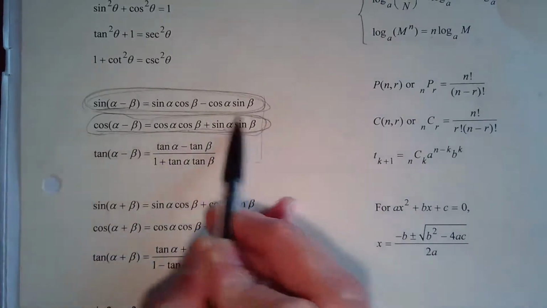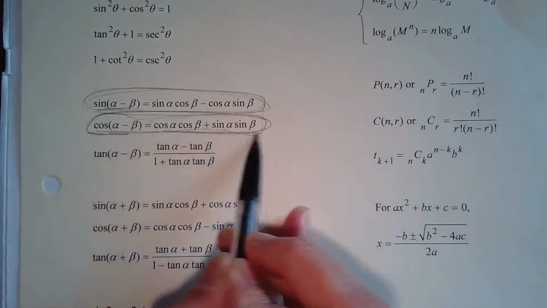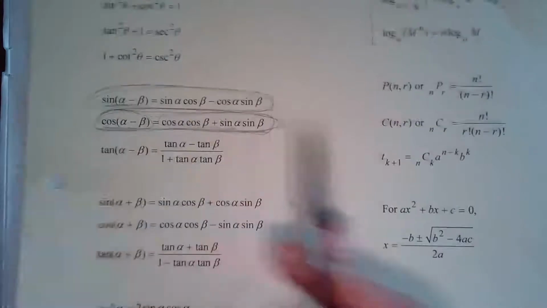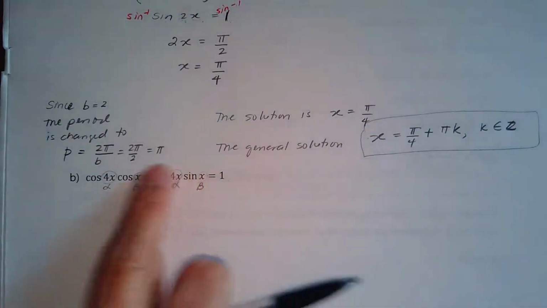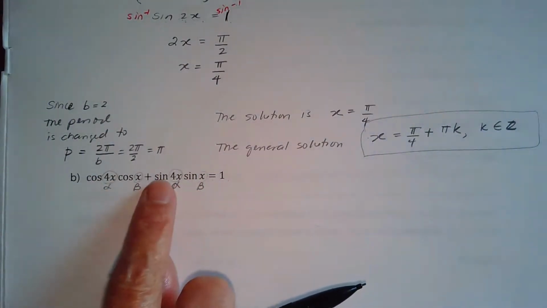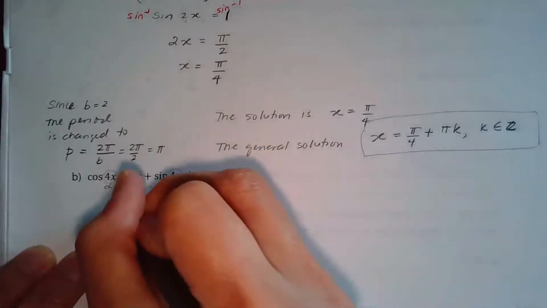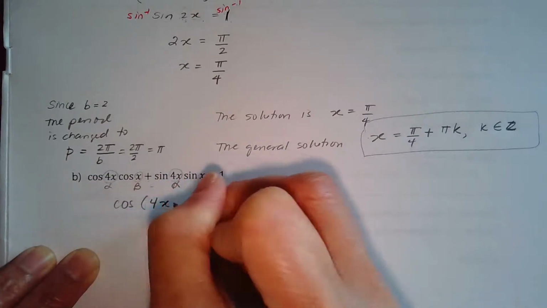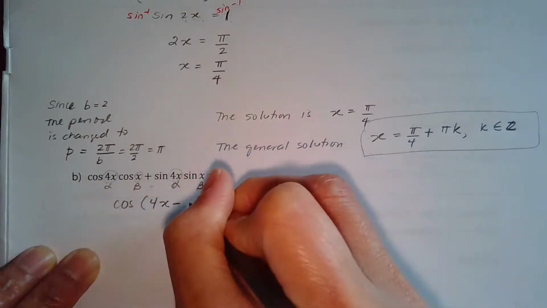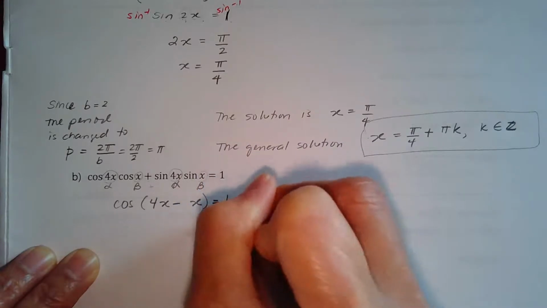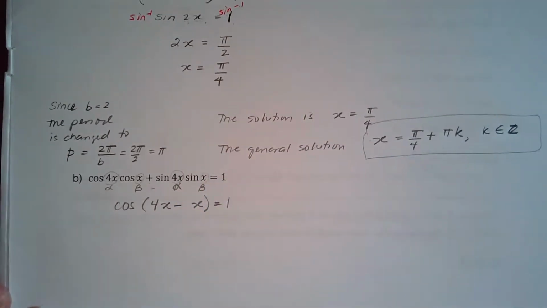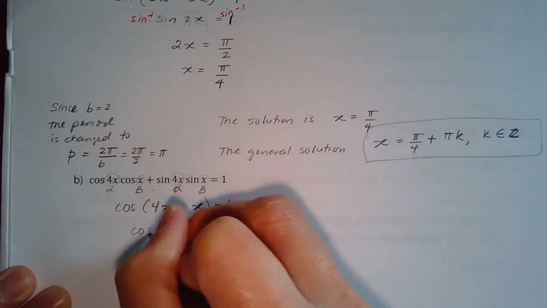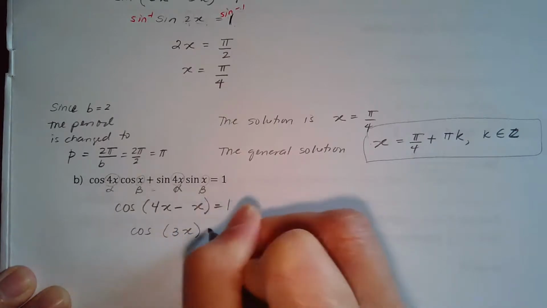So we can simplify all of that into cos of alpha minus beta. So all of these can be simplified to cos of alpha, which is 4x, minus beta, which is x, equals 1. Again, simplify this part over here. This is going to be cos of 3x equals 1.